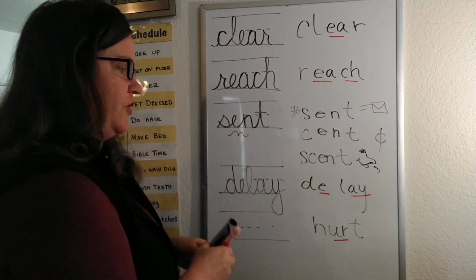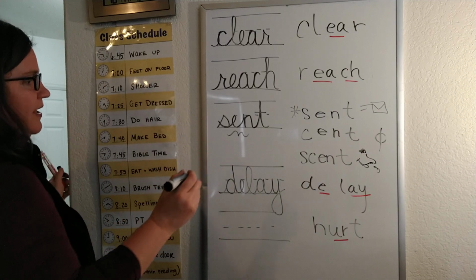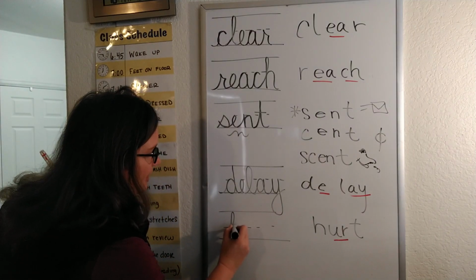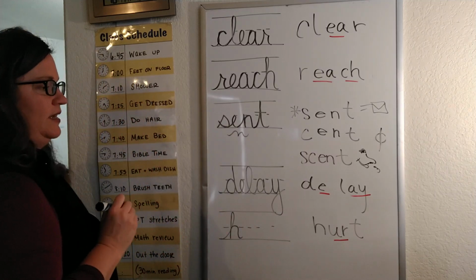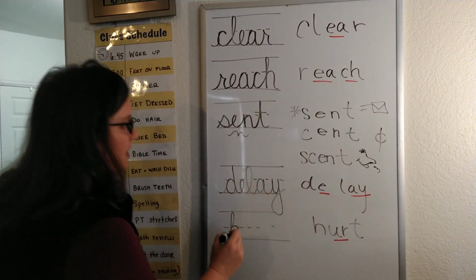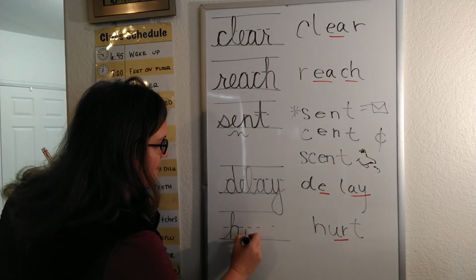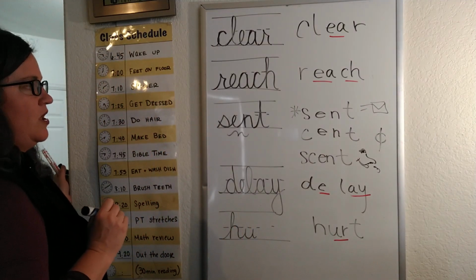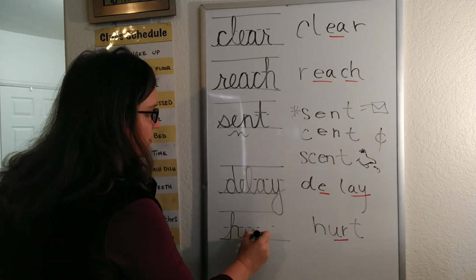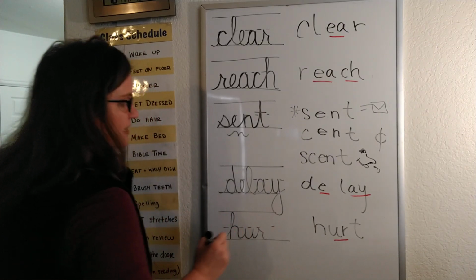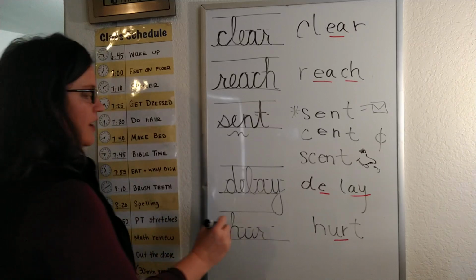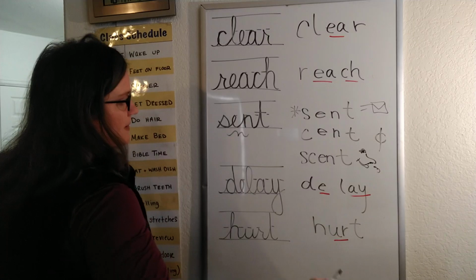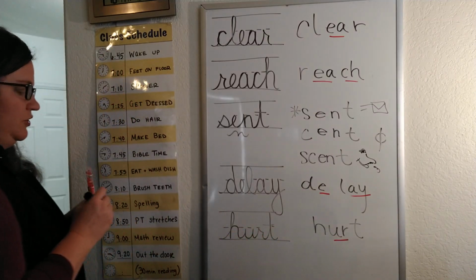For cursive, H is an uphill letter. All the way to the top, straight down, bump at midline, tail at baseline. Our U is an uphill letter. Up to midline, bump at baseline, up to midline, back to baseline at tail. Our R is an uphill letter. Uphill to midline, down the shelf, back to baseline. And our T is an uphill letter, all the way to the top, all the way to baseline. Pick up your pencil and cross your T.